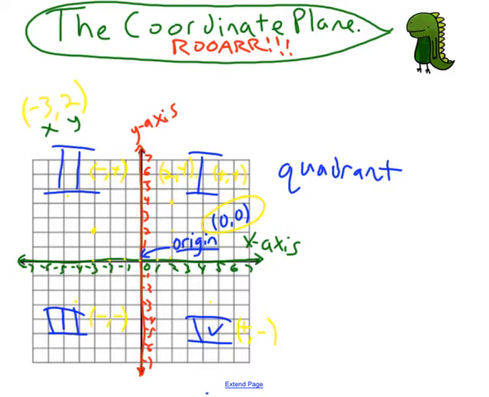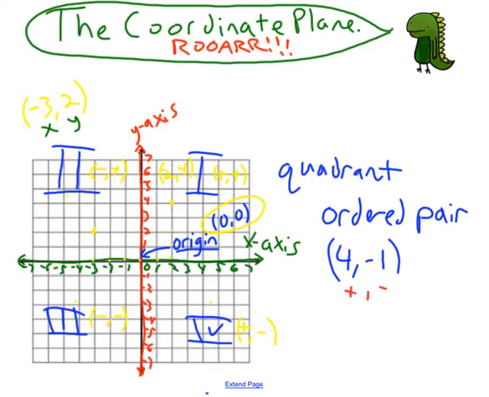Now, I plotted some here, got a little bit ahead of myself, but know this also, the term ordered pair. An ordered pair is a coordinate. It's a way to put a point on the graph. So let's go for this pair, let's say 4, -1. Which quadrant would that end up in? Well, it's positive and then negative. It's always x first and then y second. Our ordered pairs are always x, y.